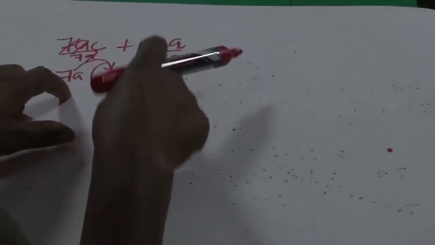Now to check if your answer is correct, factorizing is the opposite of removing the brackets. So you should know, if you remove the brackets, and we know how to remove the brackets, multiply the term outside with all the terms inside.